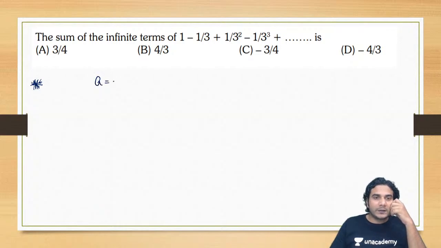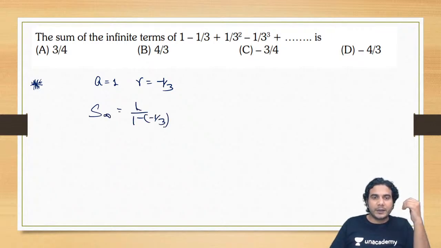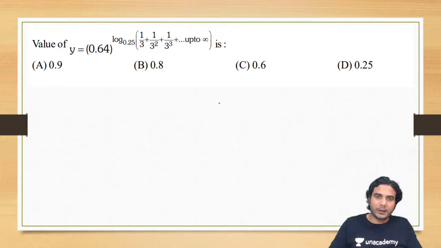Yes, the first term is 1 and the common ratio is nothing but 1 by 3. Yes, so apply the formula. The sum of infinite terms is A upon 1 minus 1 by 3. So absolutely correct, but this was a very easy problem. So this is going to be 1 upon 3 plus 1 upon 3, so 3 will come in the numerator. Yes, it is 3 by 4. Well done. Now try this.